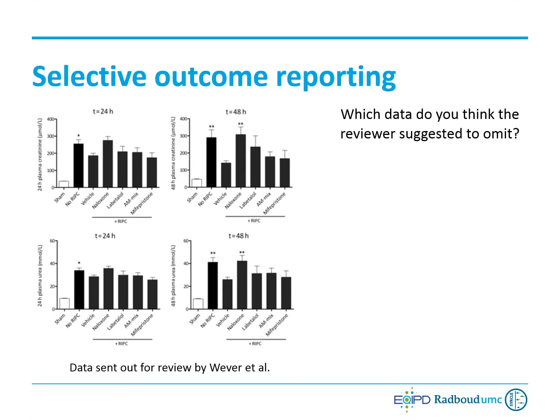Let's say that a certain researcher performed an experiment, gathered the data shown here, and submitted the manuscript to a journal for review. One of the reviewers suggested only reporting some of these data in the publication. Which data do you think the reviewer suggested to leave out?